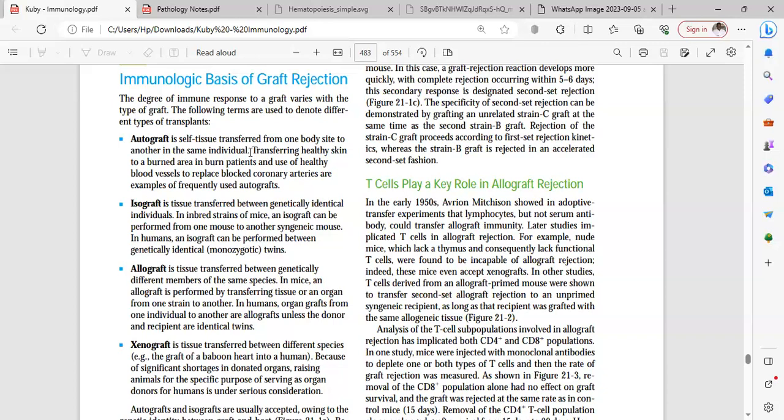For isografts, the tissue is transferred between genetically identical individuals. So this is for twins. If you have a twin, it's a plus one for you, because in case of anything, they'll just go to your twin. So isograft is the transfer of tissue between genetically identical individuals.